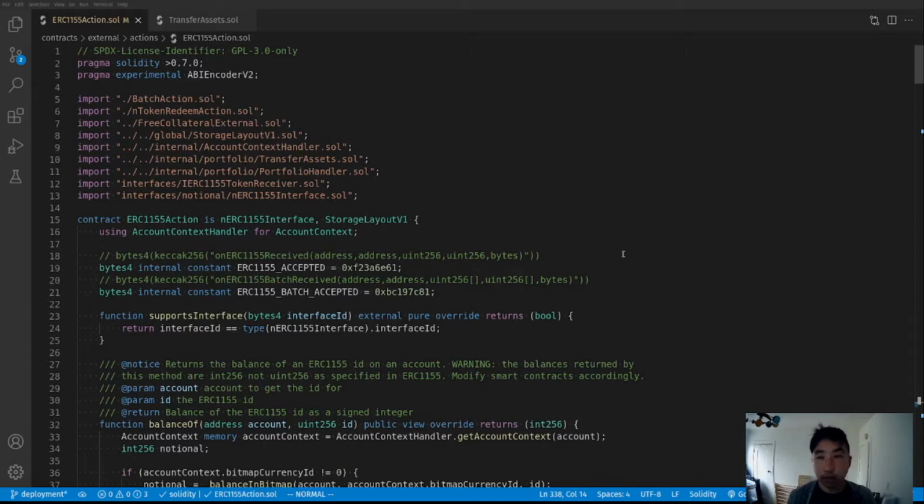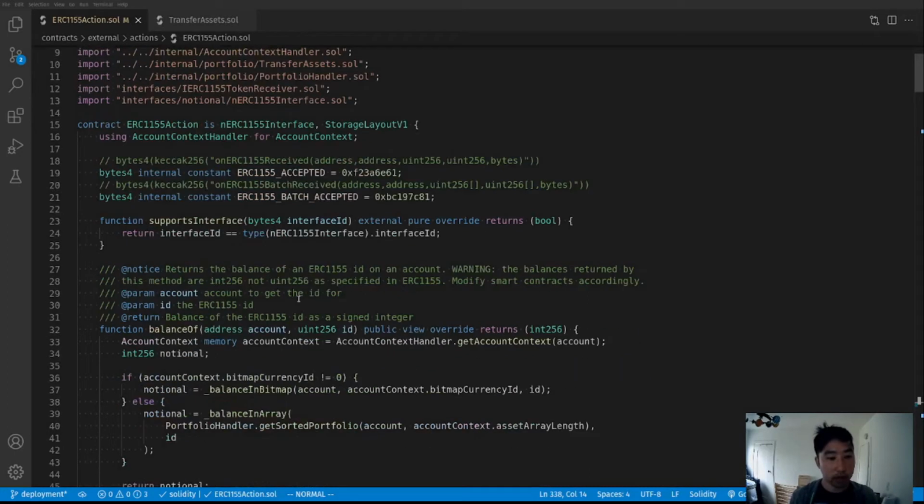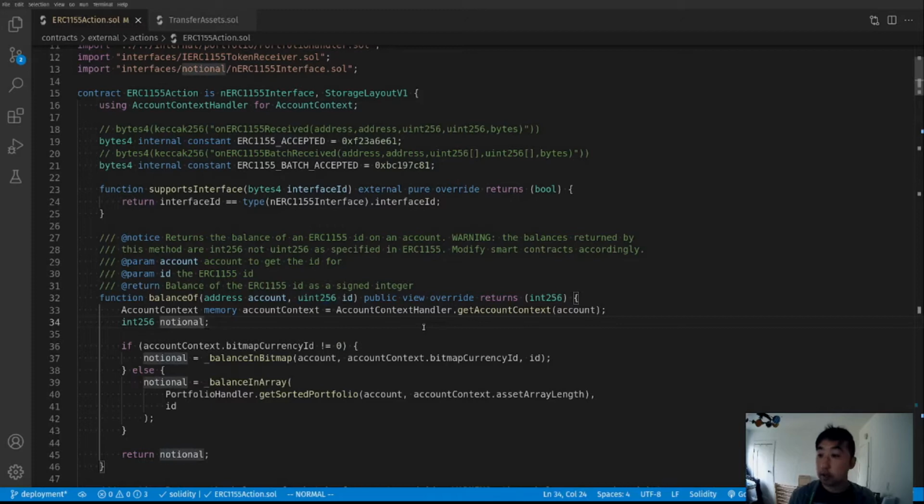So ERC1155 is a token standard. It is coined as the multi-token standard or something of that effect. What it allows for is a single contract to represent many different tokens that are identified by a 256-bit ID. And this is convenient for us in Notional because we can have any number of Fcash assets transferable behind a single contract interface.